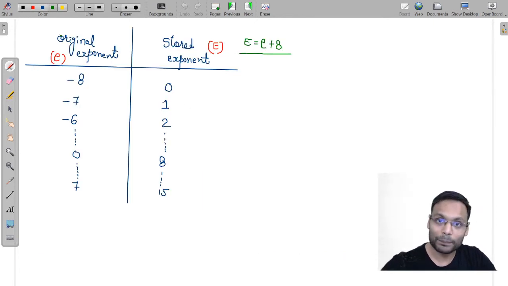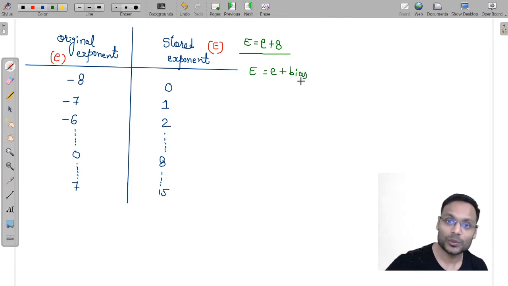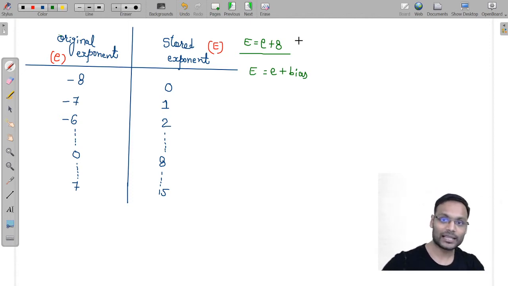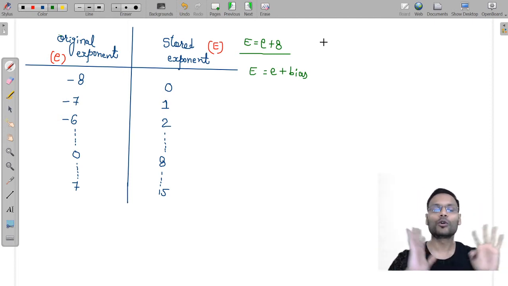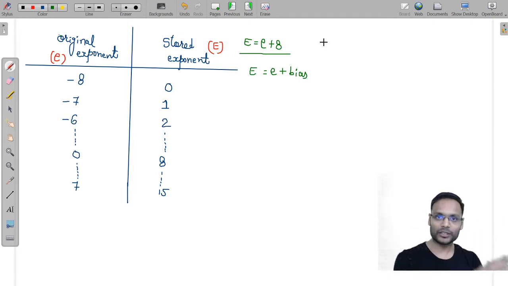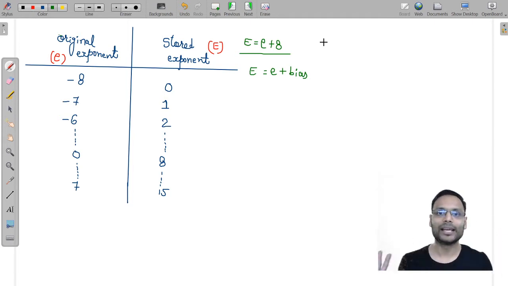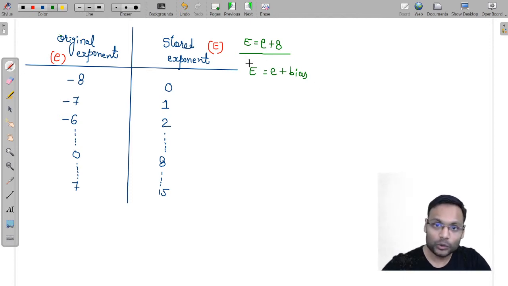This is for the example. What we will always have to do is add a value, the bias. Now we have kept the value of bias here as 8. That's why I am adding 8. For some other example, bias can be 16. For other example, bias can be 32. For other example, bias can be 64 also. So different question, different example, I can have any value of bias. Now how will we get that bias? We will tell that also, wait.